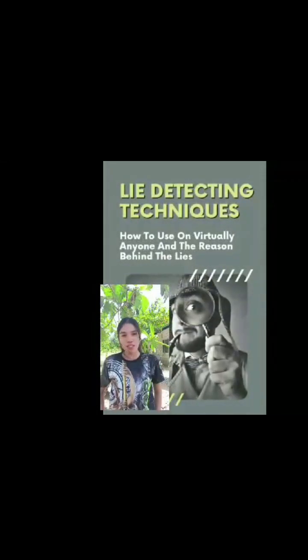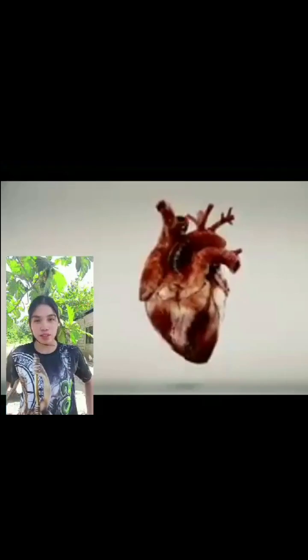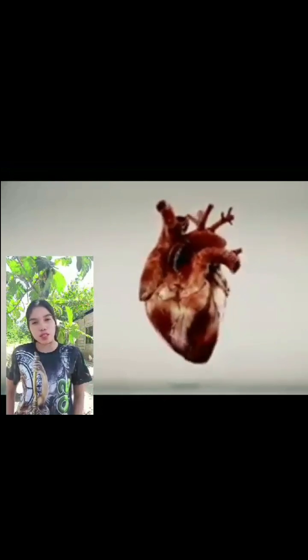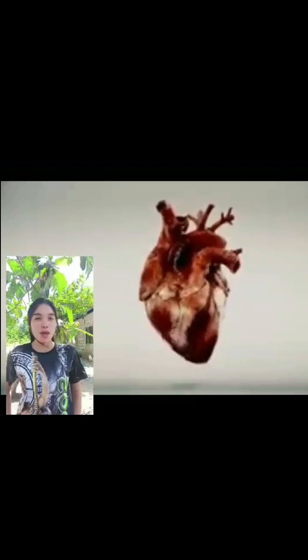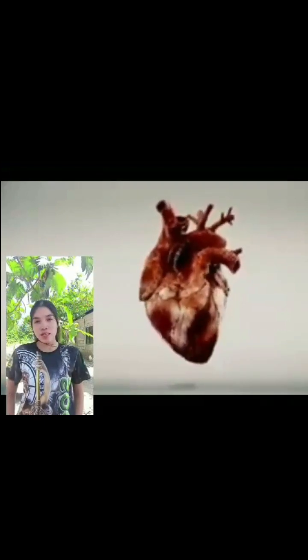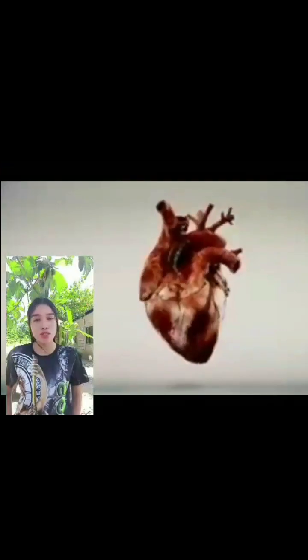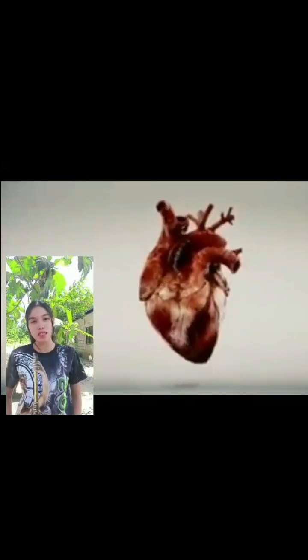The polygraph examination typically involves the measurement and recording of several psychological responses, including the following. The first one is the heart rate. Through the use of a cardiovascular sensor, it is believed that when a person lies, their heart rate may increase due to the stress and anxiety associated with deception.